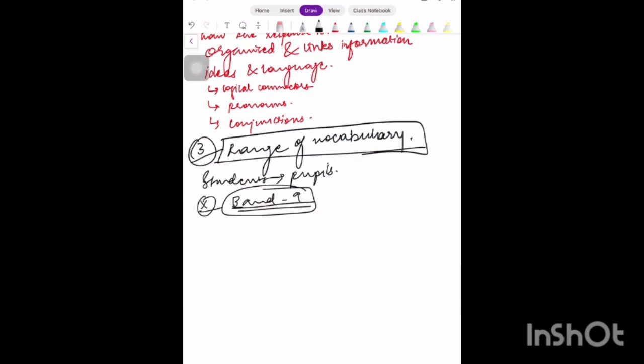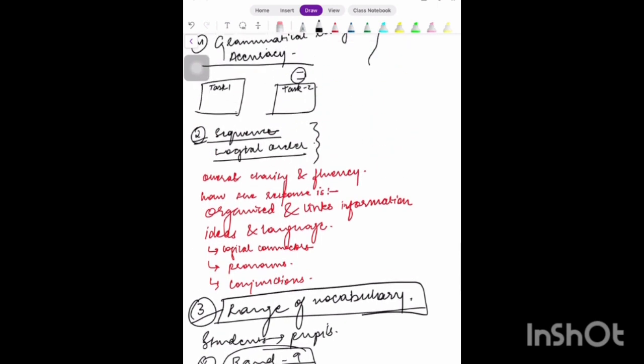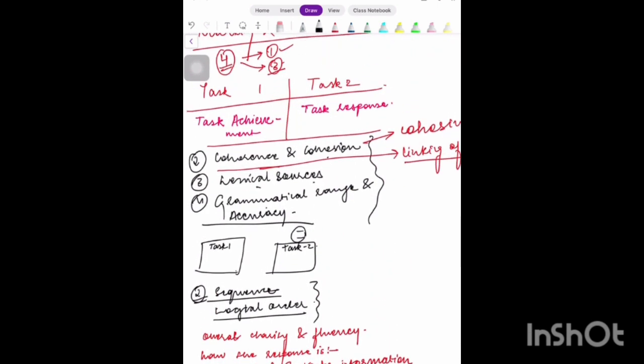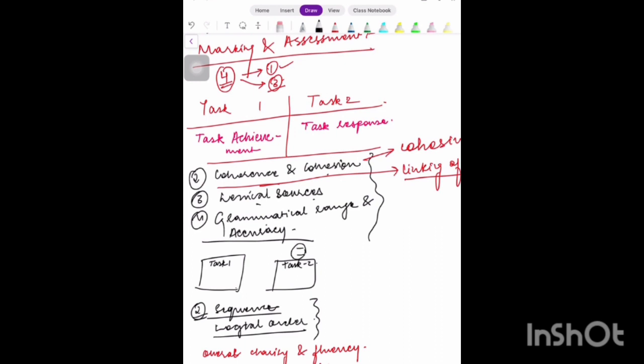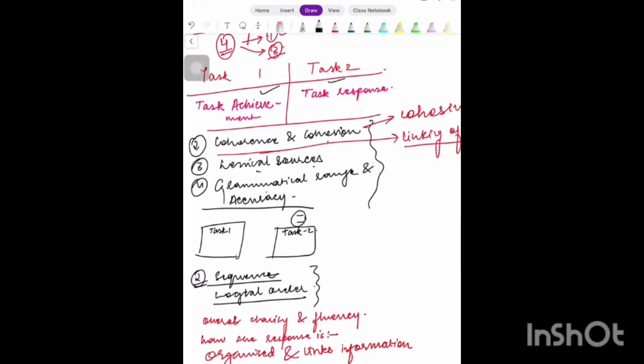Then grammatical range and accuracy means whatever language that you're using is actually grammatically correct, as manifested in their sentence writing. Using complex sentences more. So this is also a parameter. Now task achievement. For task 1, before doing that, very simply, these are the 2 points that are uncommon in both the tasks, and these 3 are common in both the tasks.